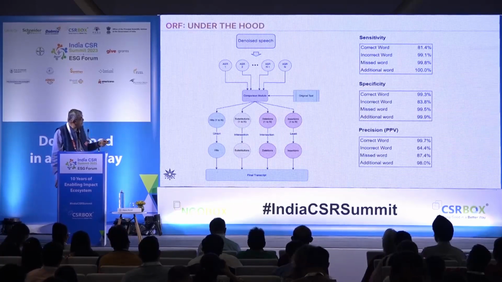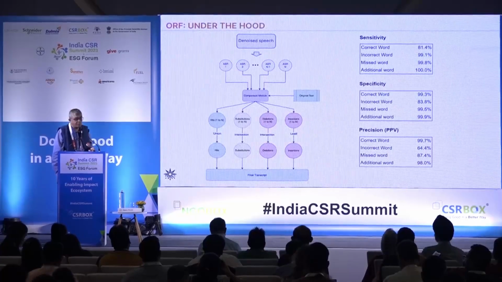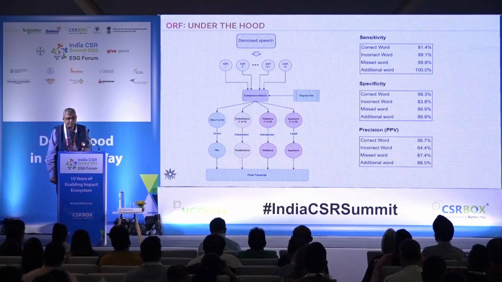And we have, so these are numbers for Gujarati. Our accuracies are pretty good across the board, as you can see. These are sort of the various metrics for accuracy that we use to track how well our model is doing. So this is the data from the pilot that we did.